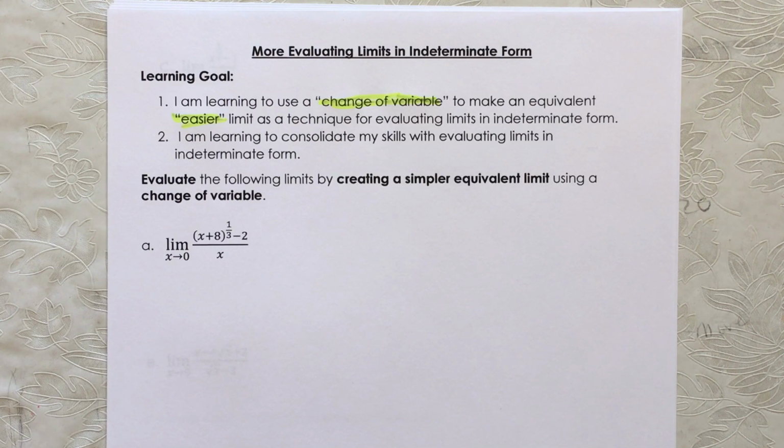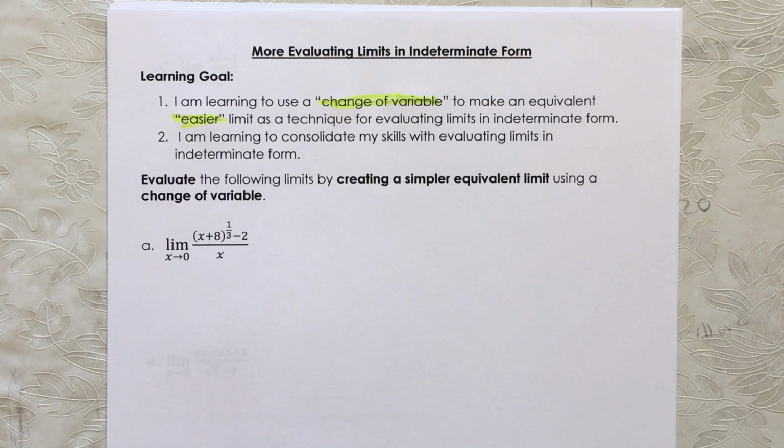And then we're also going to do a few examples at the end, just consolidating our skills with evaluating limits. So evaluate the following limits by creating a simpler equivalent limit using a change of variable formula. So if you look at this right now, you have the limit as x approaches 0 of (x plus 8) to the 1/3 minus 2, over x.